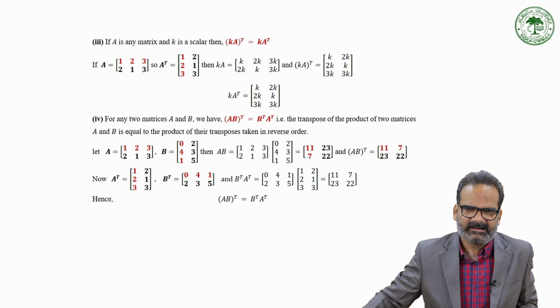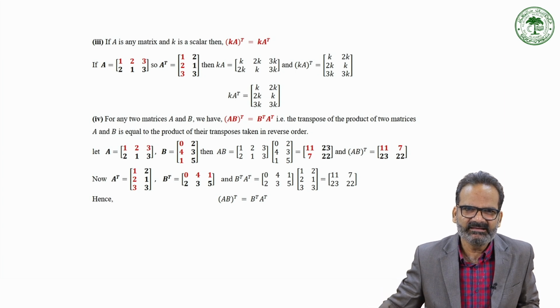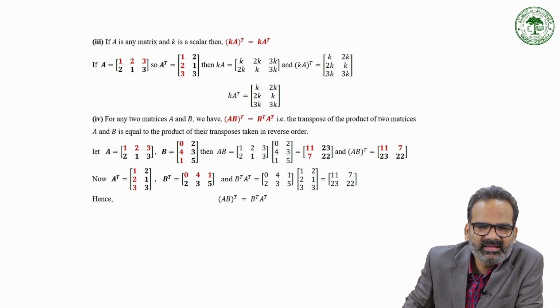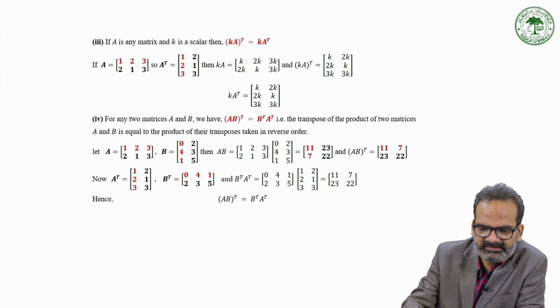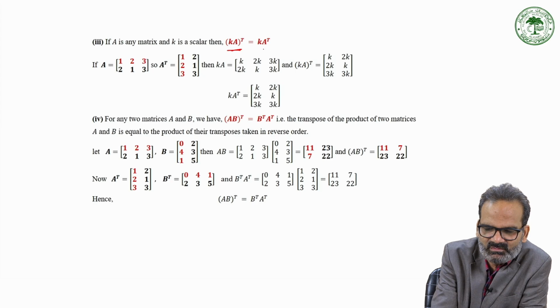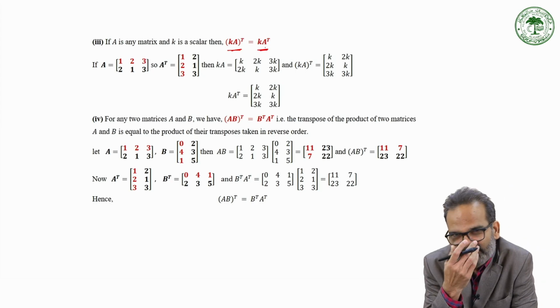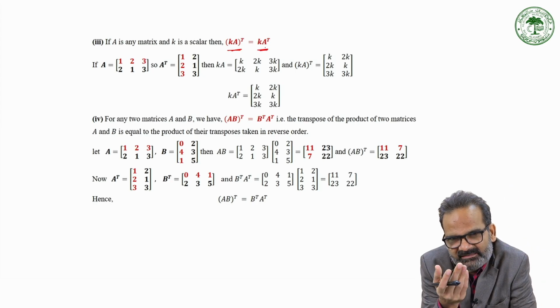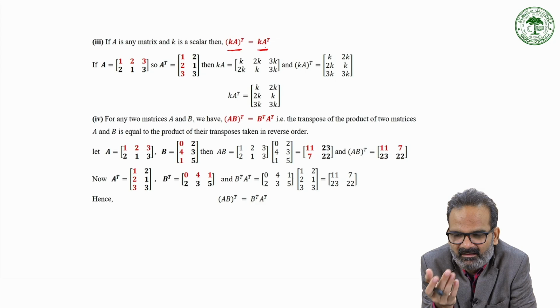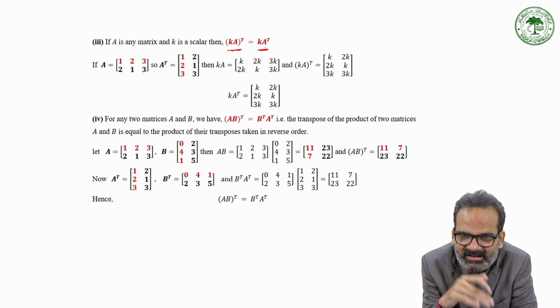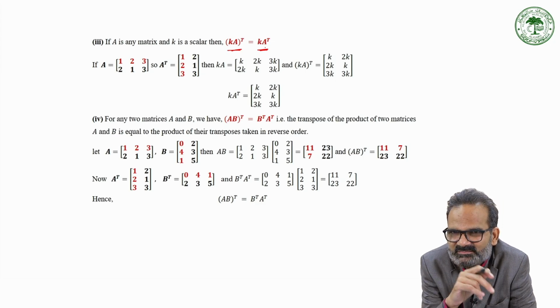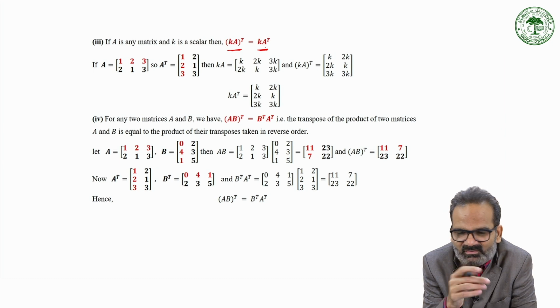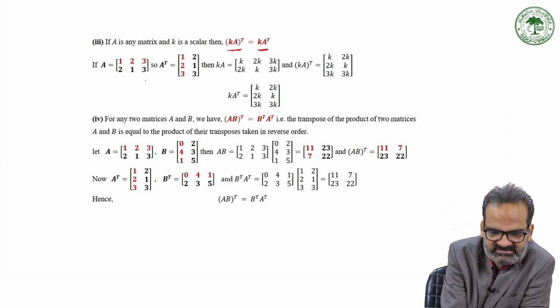Now let us take another property. If A is any matrix and K is any scalar, K is any number, then (KA) transpose is equal to K A transpose. Means if A is a matrix and we multiply any matrix by any number, we will get KA. It is known as scalar multiplication. If we find out the transpose of KA, it must be equal to K times A transpose. See, you can verify this by this example.